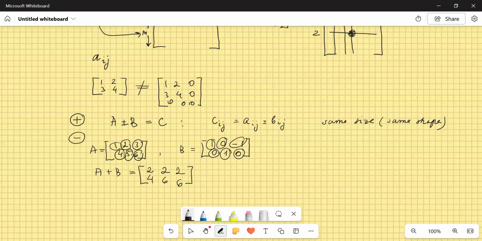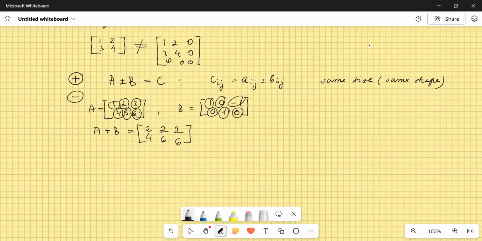If you want to multiply a matrix by a scalar, multiplication by a scalar, I'm going to label it as c. What is a scalar? A scalar is just a real number.